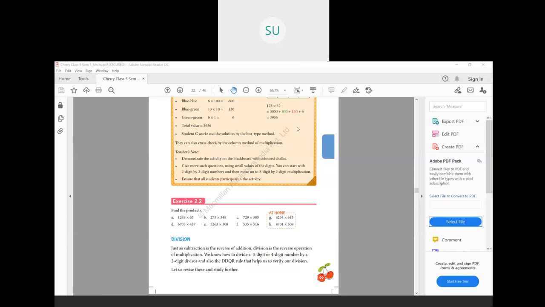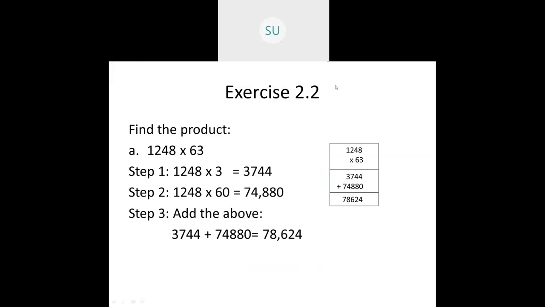Alright, so exercise 2.2, find the product. What is the first question? It is 1248 into 63. First we'll multiply 1248 with 3, which is in the ones place. When you multiply 1248 with 3, you get 3744.